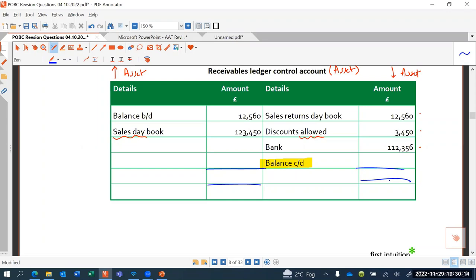Yes, good. Work out the totals, find out which is the largest total. Thank you very much. That is exactly how we balance the accounts off. And it's very important that you know that.